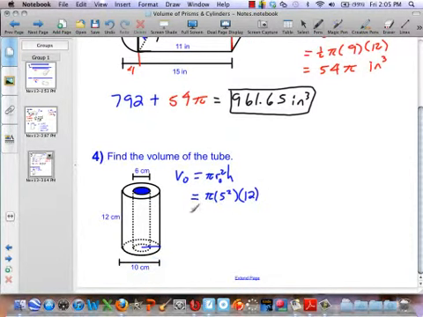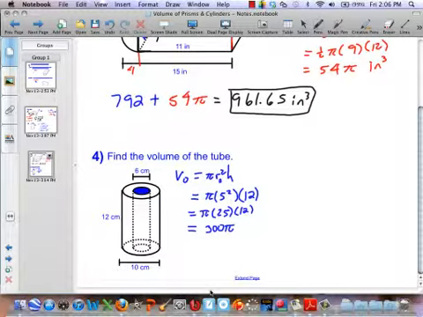So we have pi times 25 times 12. How much is that? 300 pi. Some of you could probably have done that without a calculator. Think about 25: think quarters. If you had 12 quarters, how much would you have? $3. So 25 times 12 is 300. That's an easy way to remember how to multiply by 25.